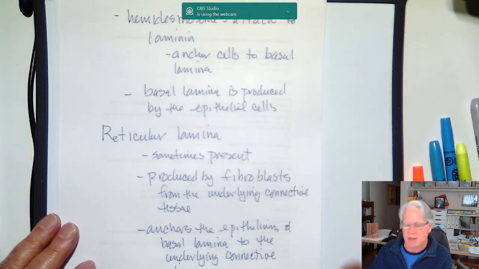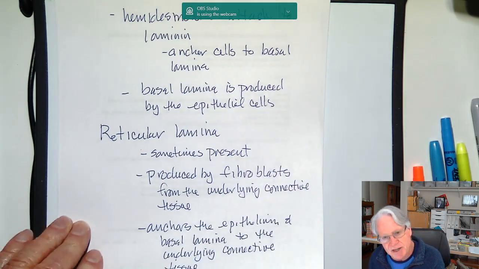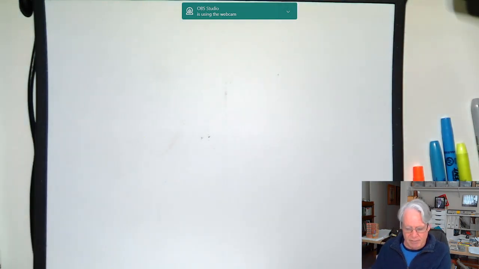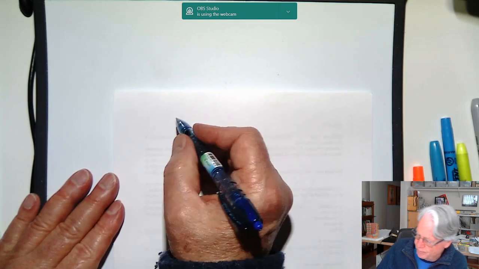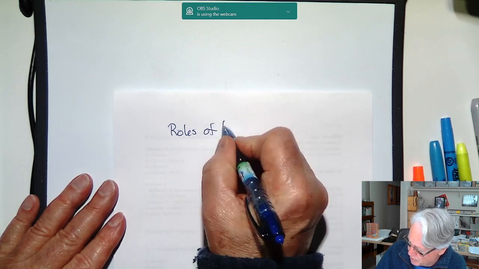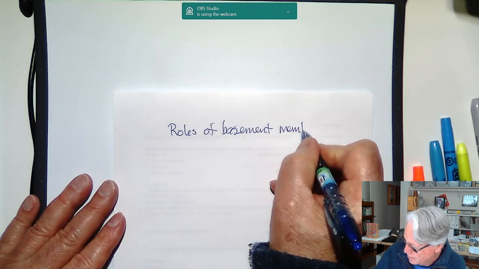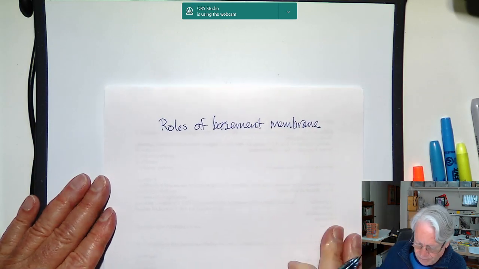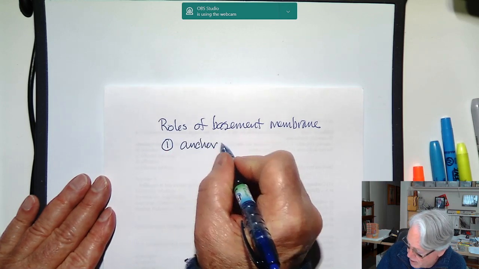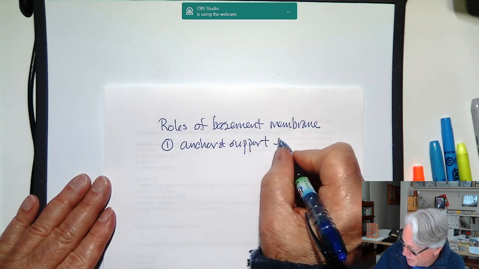What is the function of the basement membrane? Well, one function is pretty obvious. We've just talked about it. But there are other functions as well. So let's go through and list the various functions that this structure provides. So the roles of the basement membrane. The first one, as I said, is pretty obvious. It's going to anchor and support the epithelial cells.